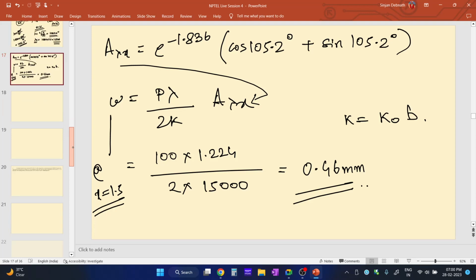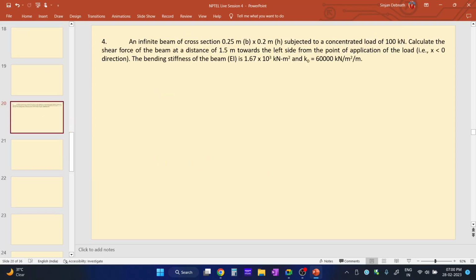So now let us proceed to the next question, question number 4. Here the geometry is the same as in the previous question: an infinite beam of cross section 0.25 meter by 0.2 meter, subjected to a concentrated load of 100 kilonewton. Here we need to calculate the shear force of the beam at a distance of 1.5 meter towards the left side from the point of application of load. The bending stiffness and the subgrade modulus are given.